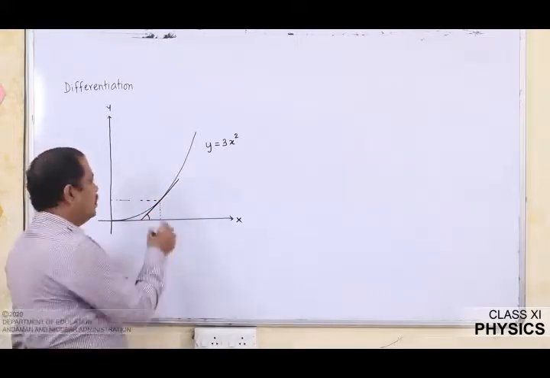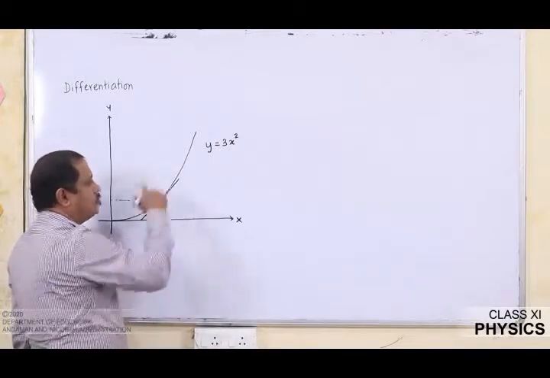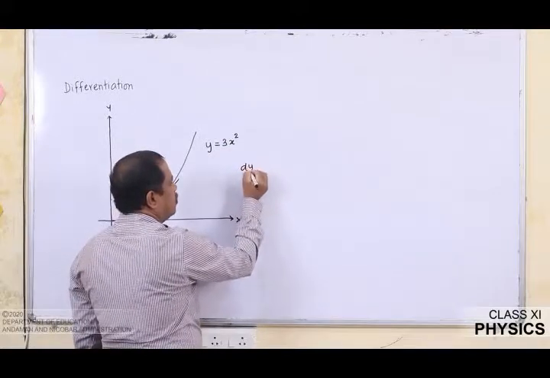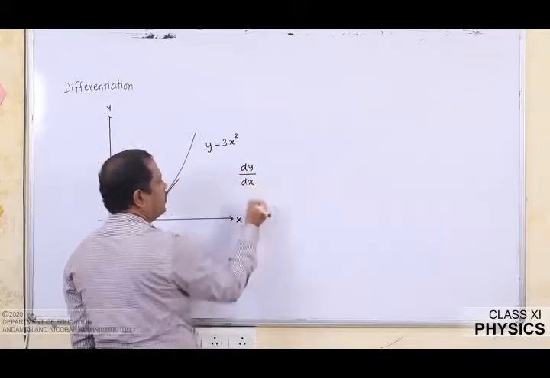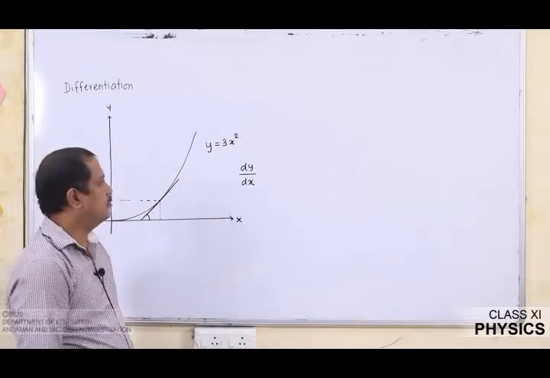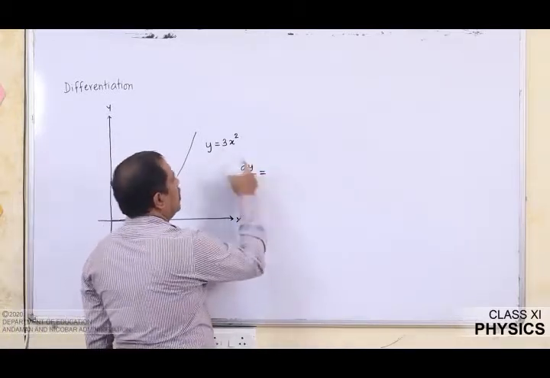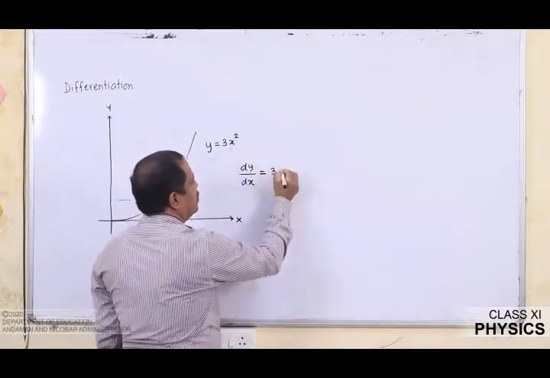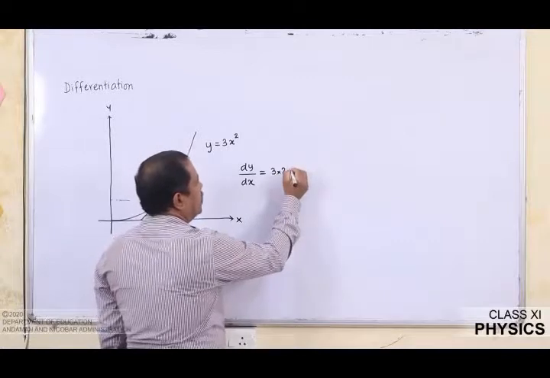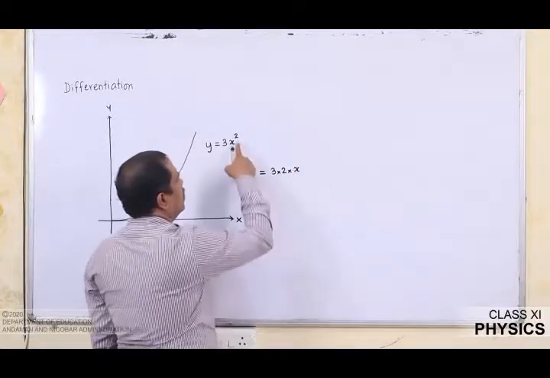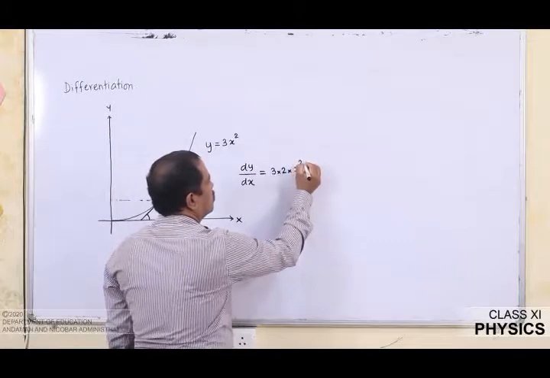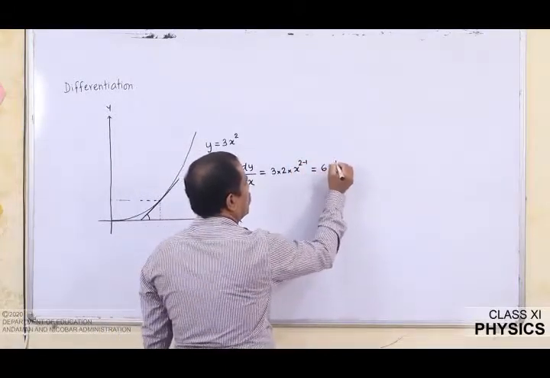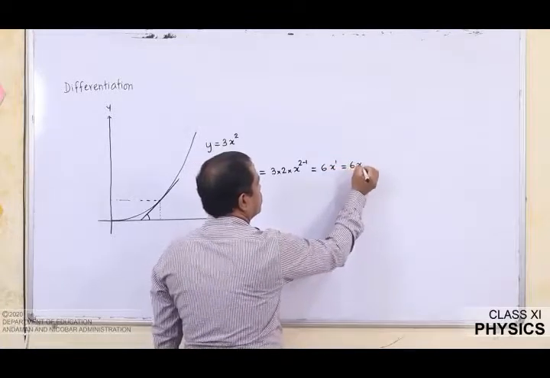To calculate the slope at this point, what we are going to do is, see, I said the instantaneous slope will be calculated by differentiating the function, dy by dx, which is equal to the coefficient I am having times the power, I will multiply with the power, times x power, I am going to subtract 1 from the power, so 2 minus 1, which is going to be 6 times x power 1, which will be written as 6x.